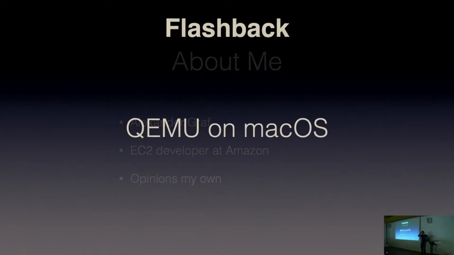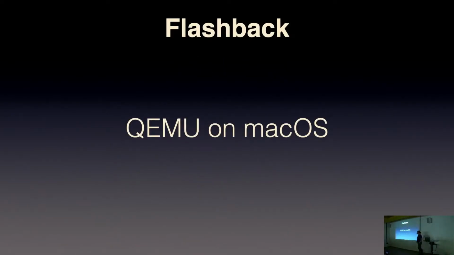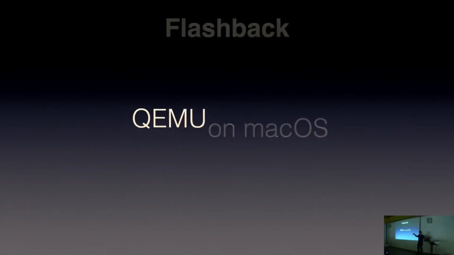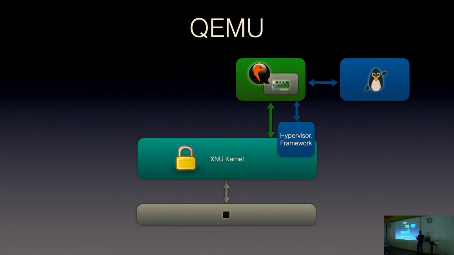Small flashback. Last year, I gave a presentation on Hypervisor.Framework, what it is and how it works. If you want to run QEMU on macOS with hardware acceleration, you run QEMU, which calls Hypervisor.Framework, which gives you pretty low-level access to registers to run virtual machines, so that the macOS kernel can be fully locked down and you don't have to modify anything there or install your own hypervisor. And then you can run a virtual machine with that.